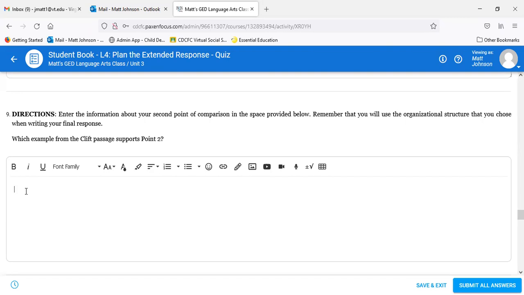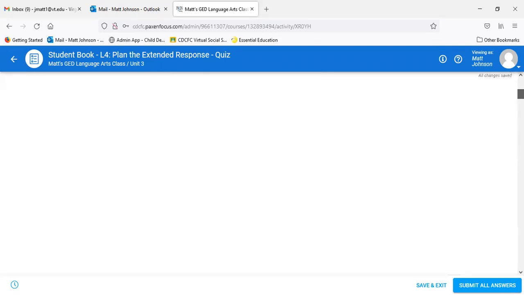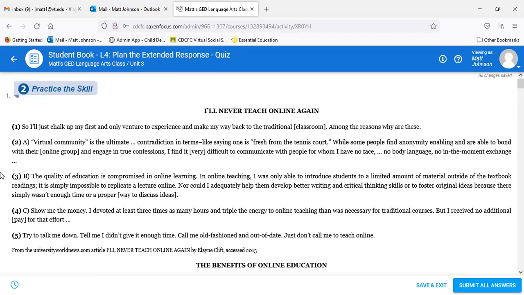Are you talking about his reason for not teaching online? Yeah, from Clift. What was one of the major reasons there that they don't like it? Difficult to interrupt. Okay, there you go. That's perfect. So for Clift, one of the reasons was anonymity. Let's go back and take a quick look at the passage. She says, difficult to communicate with people who have no face. Very good. Yeah, hard to communicate with people.